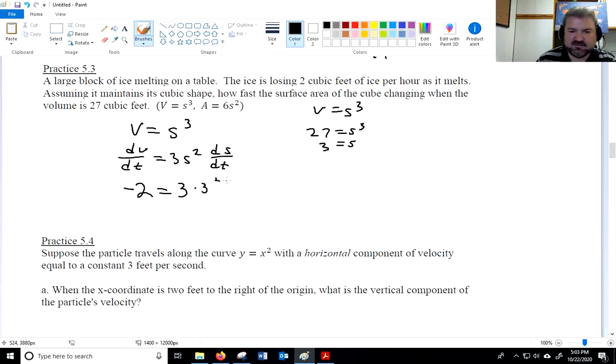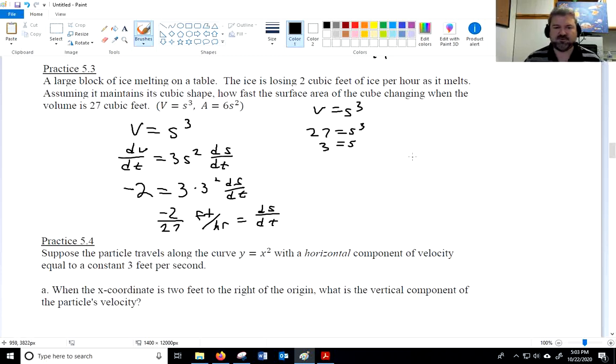So 3 squared. And we don't know ds dt, right? We don't know the change in s. So ds dt, well, it's -2 times, well, this turns out to be 27 again. So it's -2 over 27 feet per, is it minute? Oh, it's hour. Feet per hour is equal to ds dt. Well, we were asked how fast the surface area is changing. Well, remember the area, they gave us that formula as well, is 6s squared. So dA dt, if I take its derivative with respect to time, is 12s ds dt.